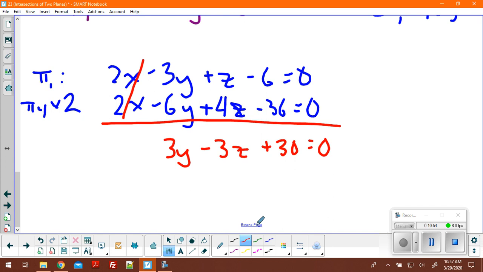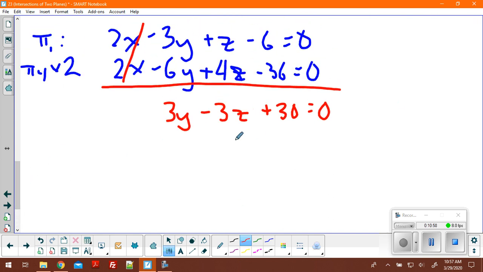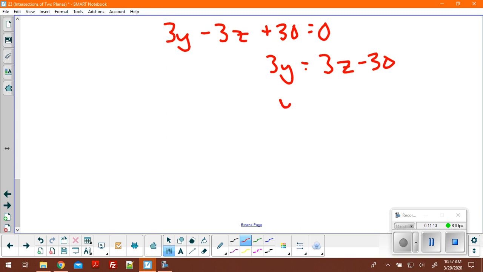Okay, so this is where it gets new, I guess, compared to previous stuff. I'm going to solve this equation. I have nothing else to work with, so I'm going to solve this equation for y. So I have 3y equals 3z minus 30. Divide everything by 3. y equals z take away 10.